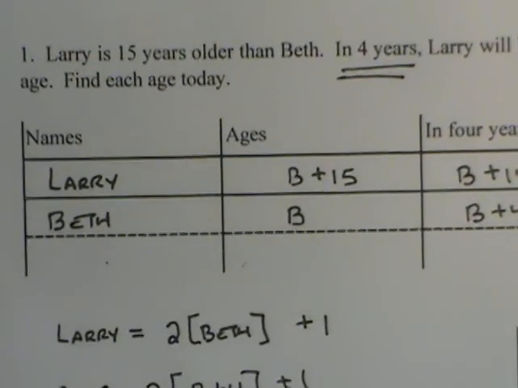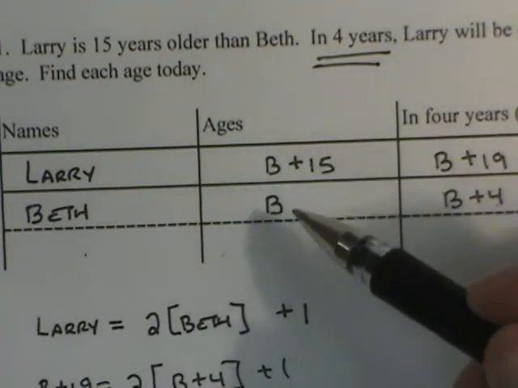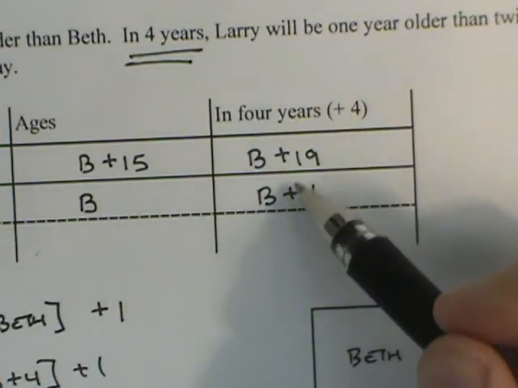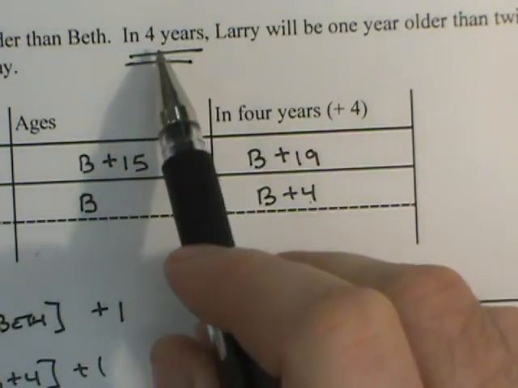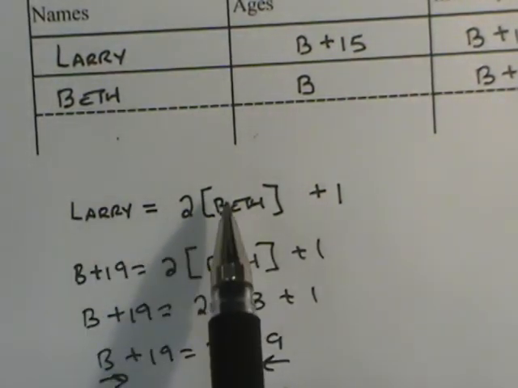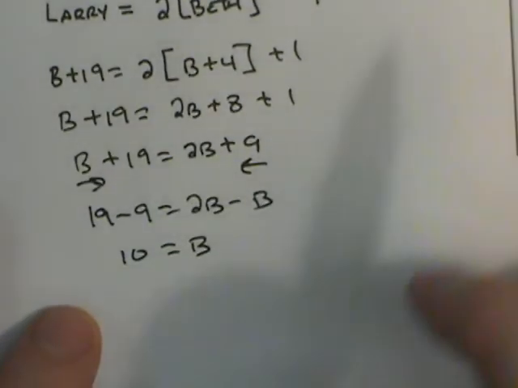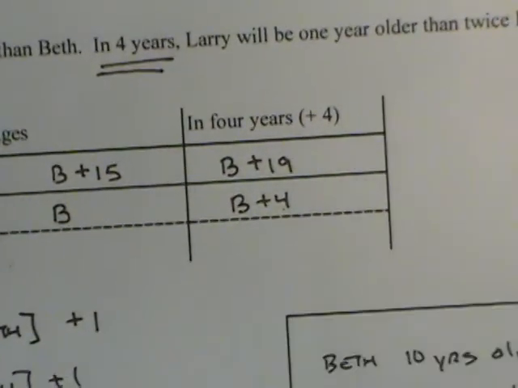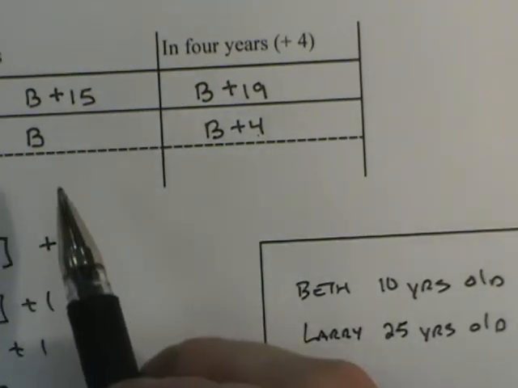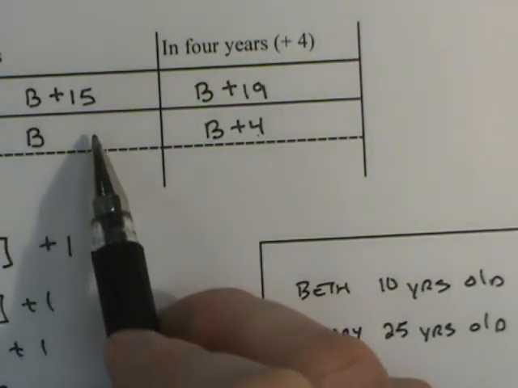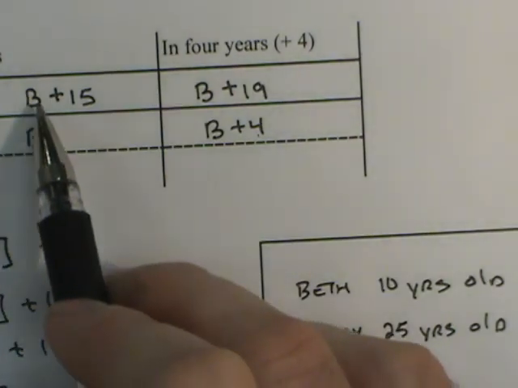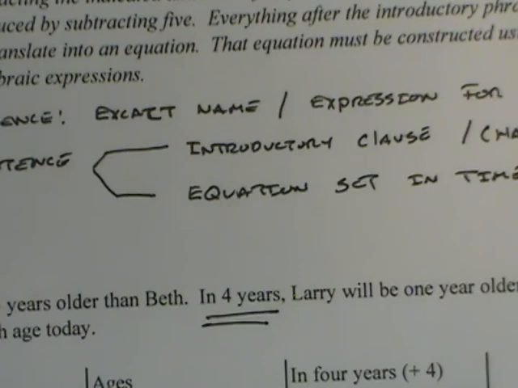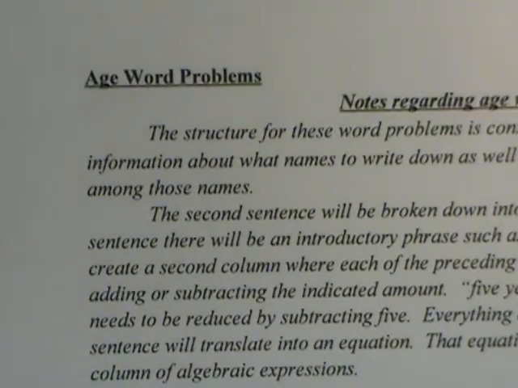So once again, first sentence allowed me to create the first column of expressions. Second sentence was broken into 2 parts. It gave me a second column with the introductory phrase, and it gave me my equation. Once I solve the equation it will put me back into present tense, and I'm able to answer the ages of each today just by plugging in that solution to the equation. B was 10, so Beth was 10. B was 10, so Larry was 25. First example of age word problems.